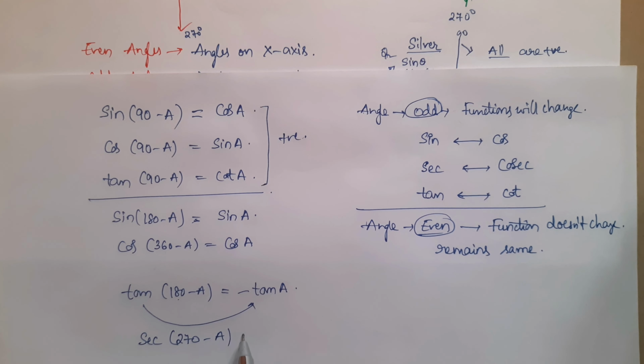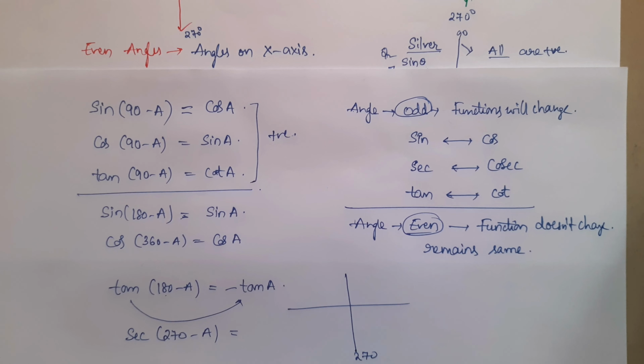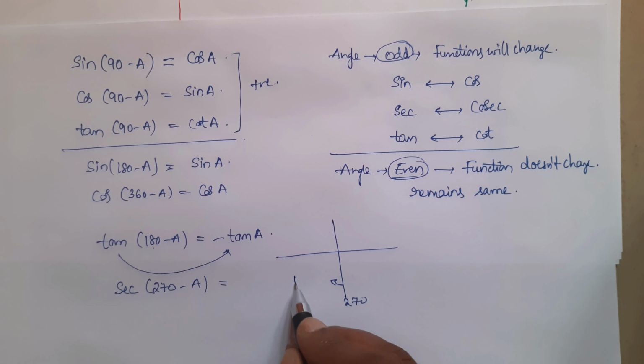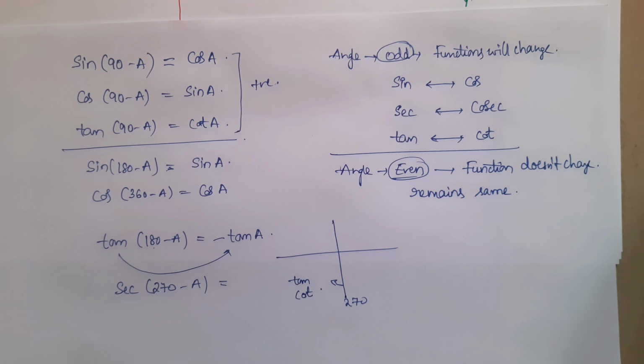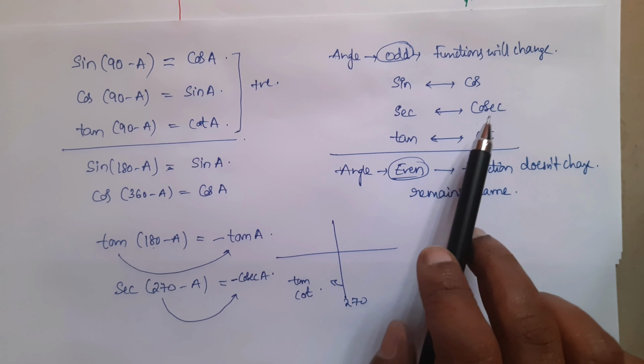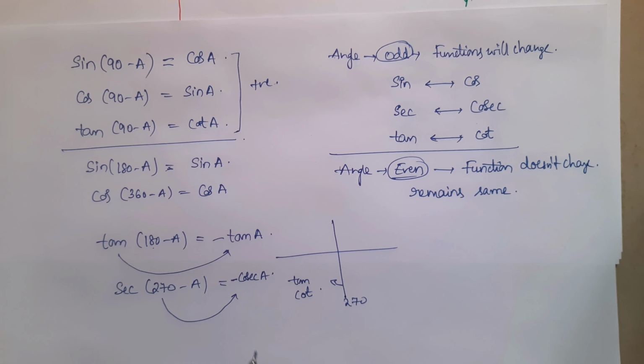And another example: secant of 270 minus a. This is at 270 degrees, right? 270 minus a represents the third quadrant. In the third quadrant only tan and cot are positive, secant is negative, so we have to write minus cosecant a. Why minus cosecant a? As we have an odd angle, the function changes, secant changes to cosecant. At the same time we have to write the negative sign, because secant is negative in this third quadrant. Okay, like that we have to write.